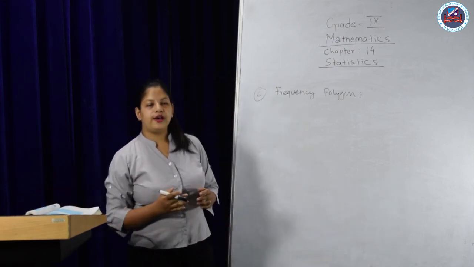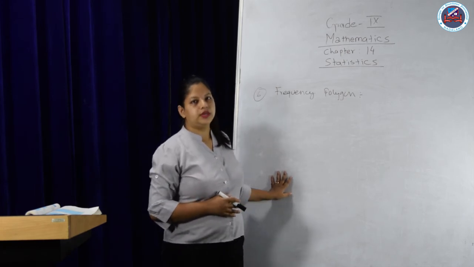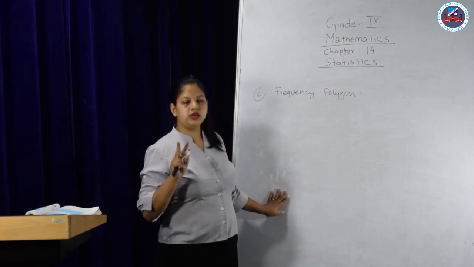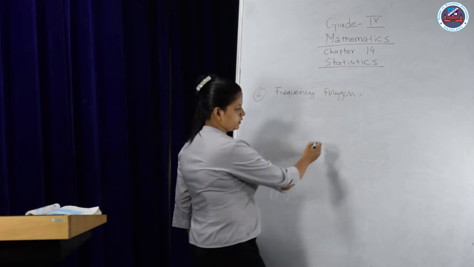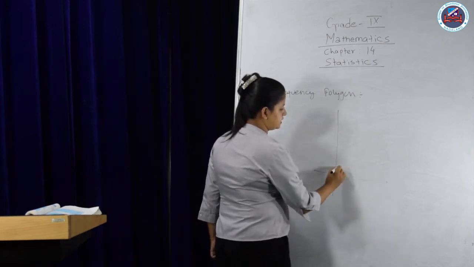Now, since I have taught you how to do a histogram, you can do a frequency polygon in 2 methods. One, draw the histogram like before. For example, before, one was like this.